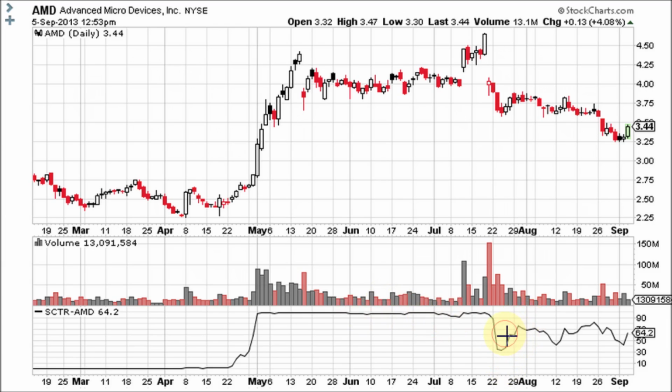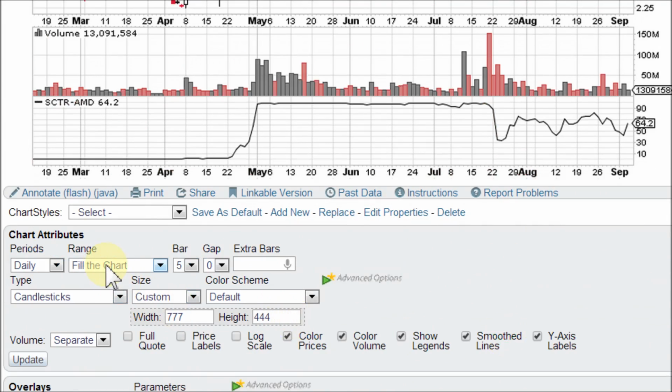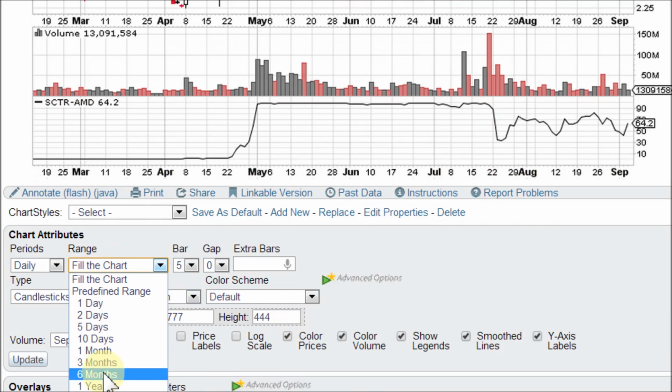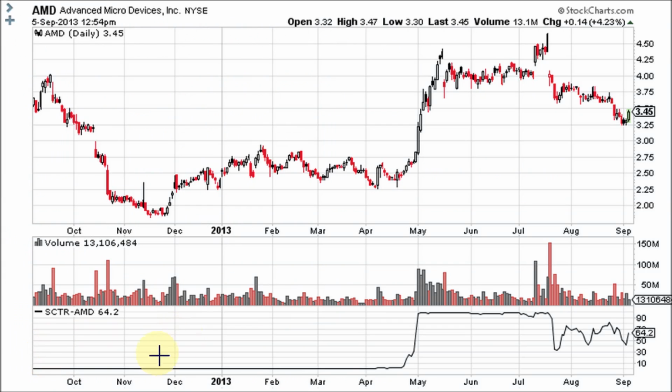So if you would like to know how AMD has ranked over the last year, go ahead and click on a 1-year chart, click update, and as you can see, it wasn't ranked hardly at all until this point here. Okay, you can also use this on weekly charts.